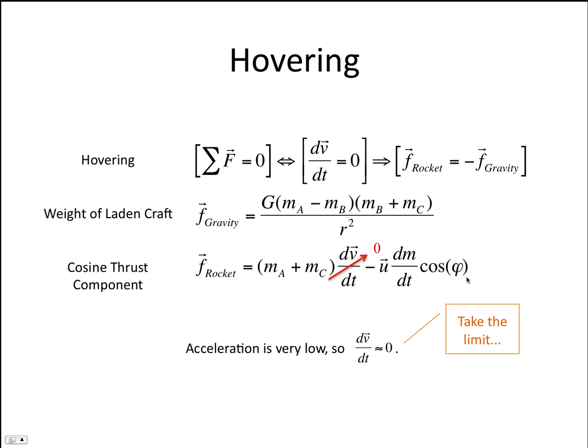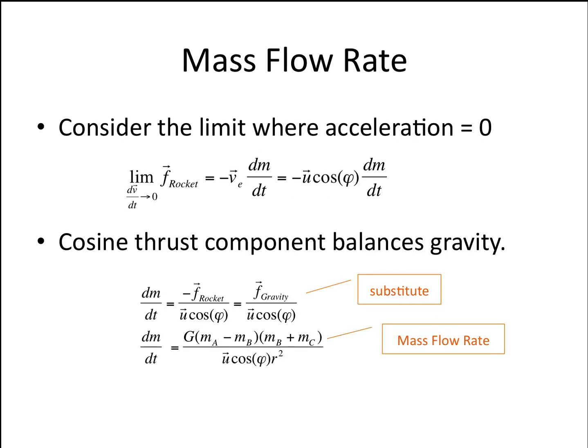But there's something very interesting going on with this asteroid. We're accelerating at a very, very small amount. The asteroid almost isn't accelerating at all. So we can actually take the limit as that acceleration goes to zero to find out some interesting stuff. So we're going to start here with the hovering idea, and we're going to move on to the mass flow rate. We want to find that mass flow rate because if we know that, then we can figure out what the rocket equation says.